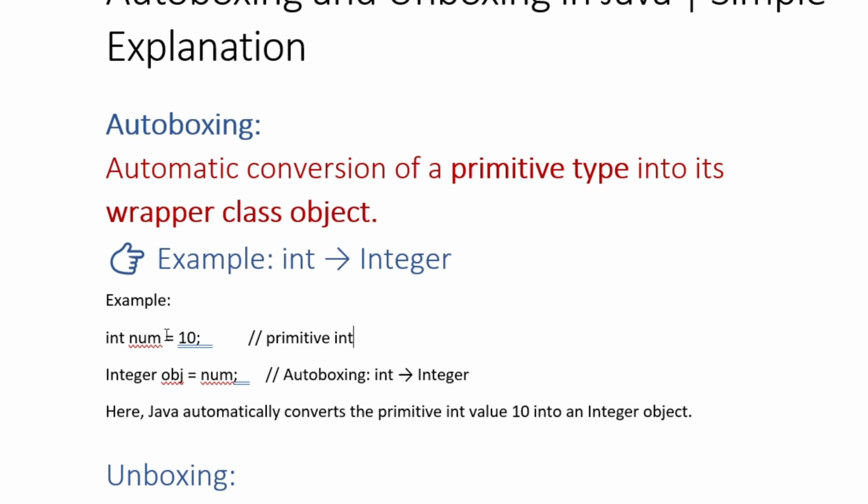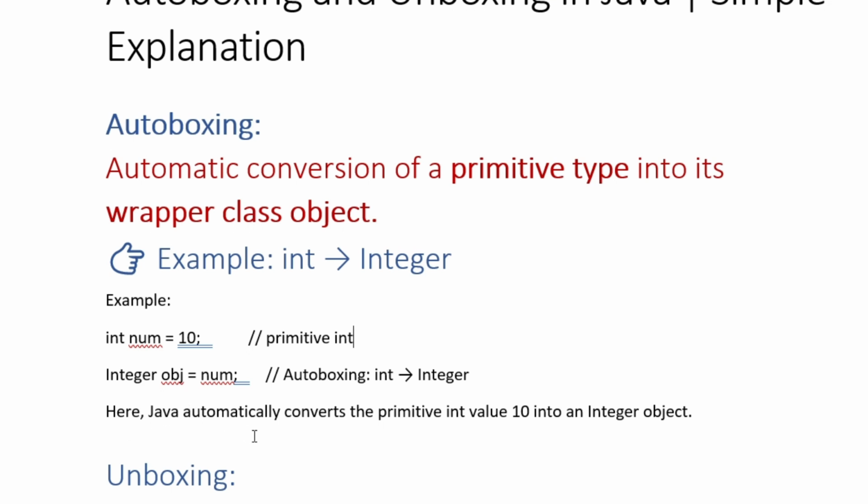For example, int num equal to 10. Int is the primitive data type. Num is the variable. Value of num is 10. Integer obj equal to num. Integer is the wrapper class of the int data type, and obj is the object name equal to num. That means the value of obj is now 10. 10 is stored in object obj.